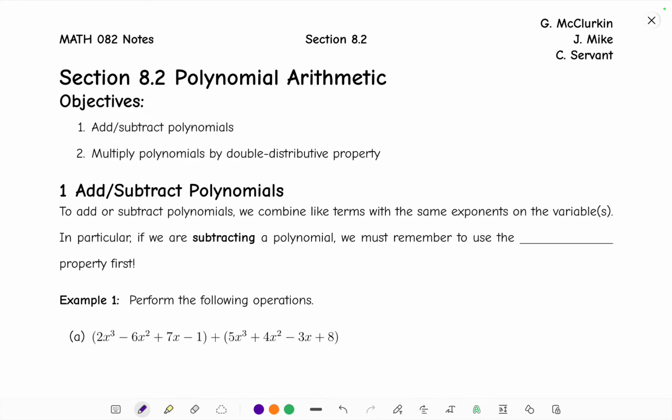To add or subtract polynomials, we combine like terms with the same exponents on the variables. In particular, if we are subtracting a polynomial, we must remember to use the distributive property first.